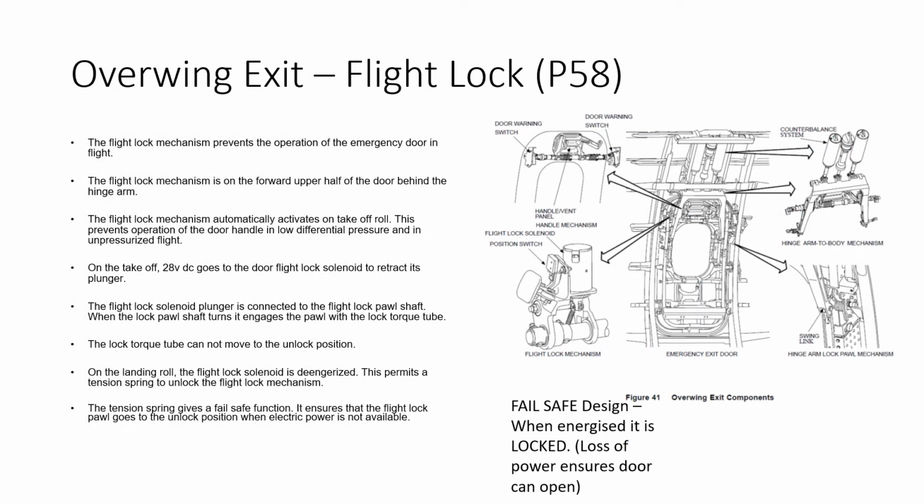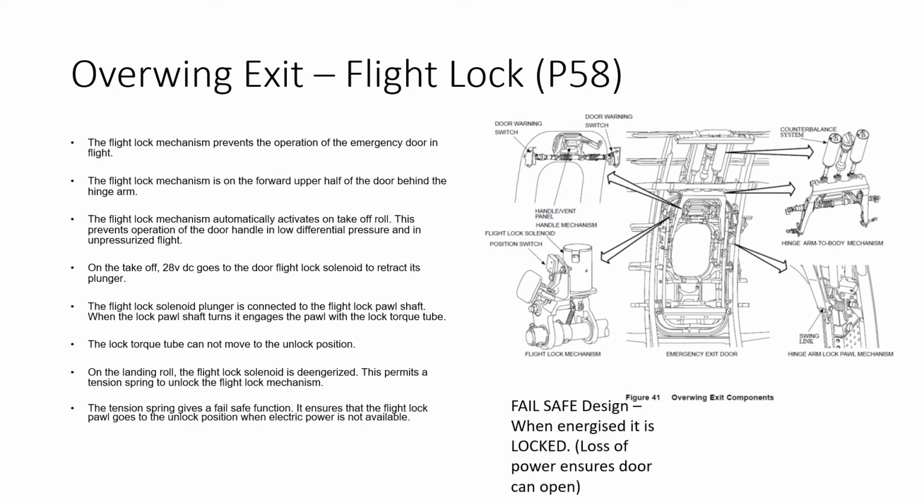We're going to skip forward quite a few pages in the notes now. I just wanted to talk about the overwing exit flight lock. So we've got a couple of overwing exits over the wings, one each side or possibly 2 each side. As I said in the previous video, when we're doing the introduction, these are different from the classic series in that they are hinged upwards and outwards with a kind of gas strut and counterbalance mechanism to assist you in opening it. So it's not a true plug type door.